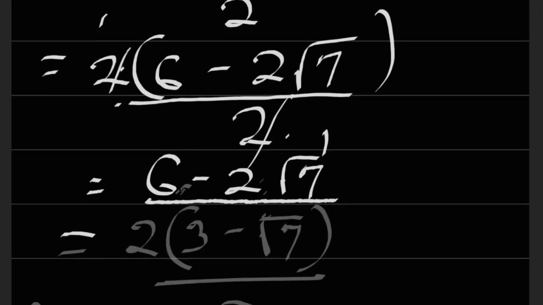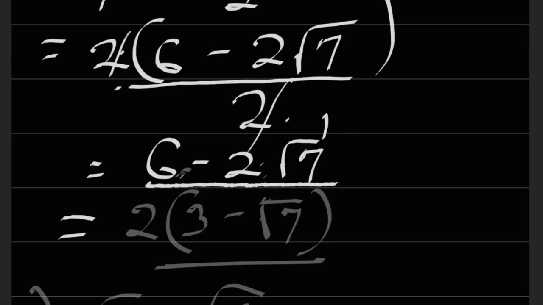Or if we want to further factor out 2, because 2 is still common here. If we factor out 2, this place will now be 3 minus root 7, because we factor out 2. 2 is common here and here. 2 bracket 3 minus root 7. That's our answer.